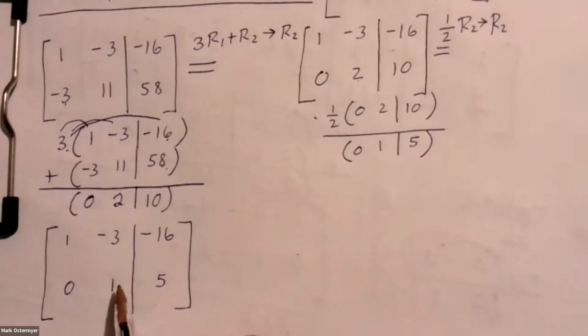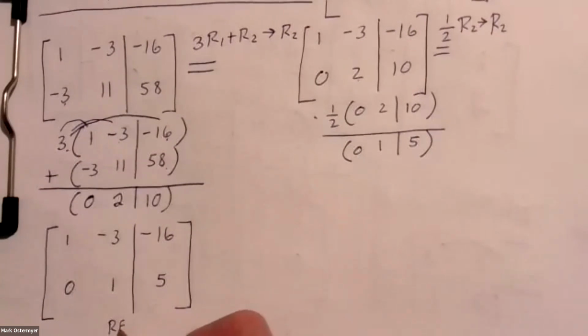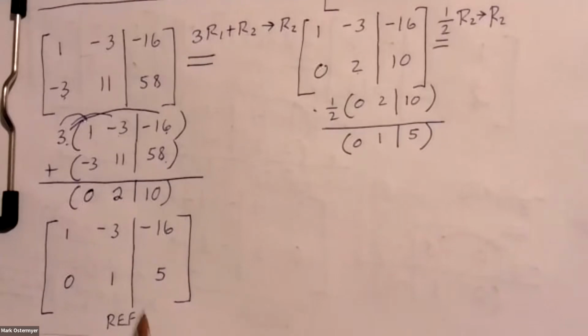And now, ladies and gentlemen, we have one extra move. This is called row echelon form, but we don't want to stop here because we're trying to solve this using Gauss-Jordan elimination, not Gaussian elimination. If this was Gaussian elimination, we would stop here. This is row echelon form. But we have to go one step further to get this into reduced row echelon form.